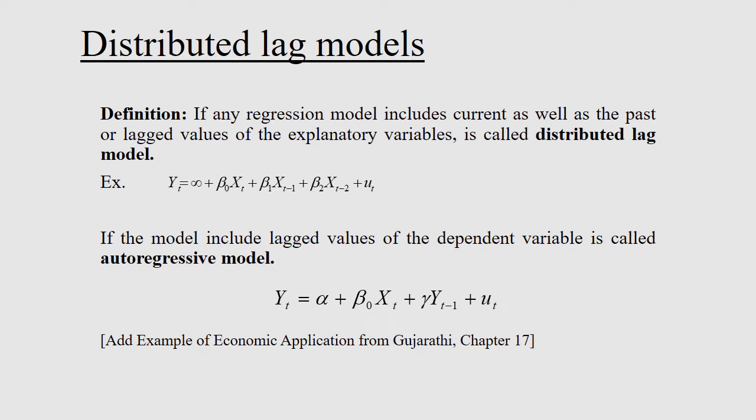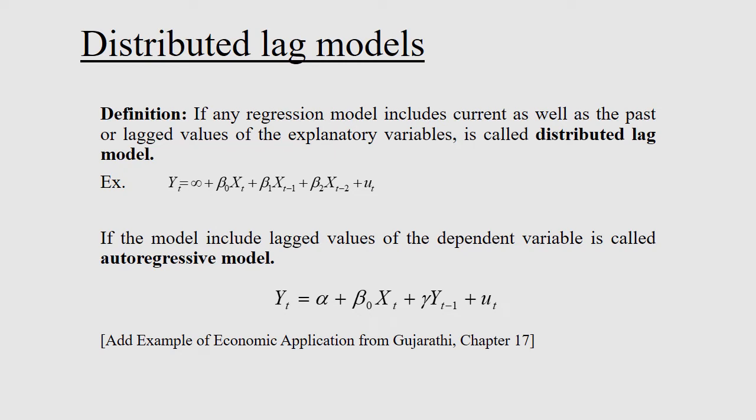Now, what do you mean by distributed lag model? Obviously, if some of the variables in the form of lag are present in the equation, it is known as distributed lag model. Here you can see the definition. If any regression model includes current as well as the past or lagged values of the explanatory variable, it is called distributed lag model. So in the given example, yt equal to alpha plus beta naught xt plus beta 1 xt minus 1 plus beta 2 xt minus 2 plus ut is a distributed lag model.